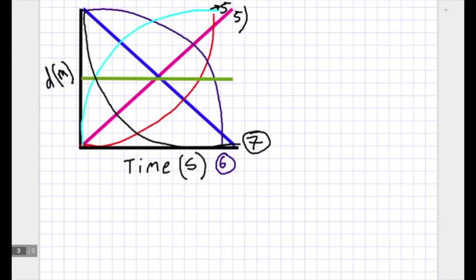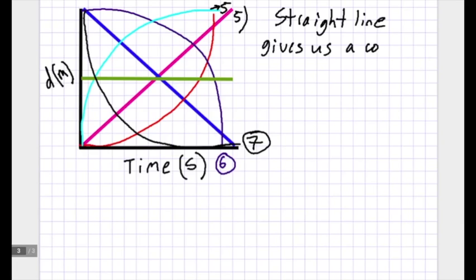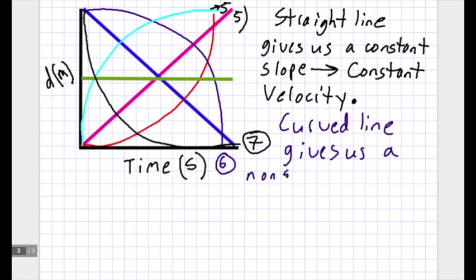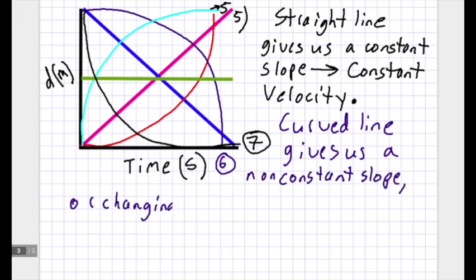Let's summarize everything that we just talked about. When looking at a position versus time graph, a straight line is going to give us a constant slope, and a constant slope is going to mean a constant velocity. A curved line is going to give us a non-constant slope, or in other words, a changing velocity, and that's going to result in the object accelerating. And acceleration can be defined as either speeding up or slowing down.